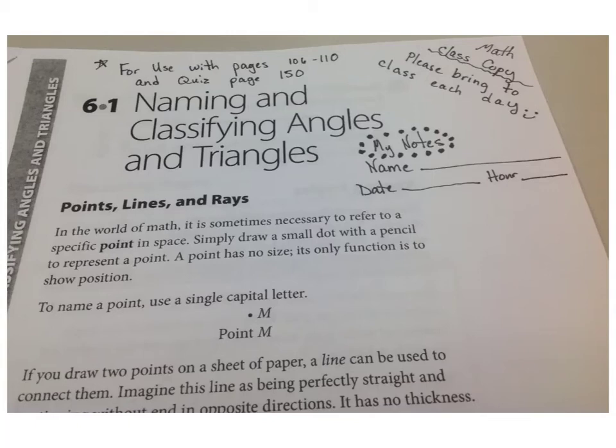Hi class, today is day 2 of our geometry unit. Yesterday you learned how to use a protractor and you worked on finding the area of a triangle. Today we're going to start with our notes, naming and classifying angles and triangles. It's very important that you read these notes and you can write on them to take any kinds of questions or notes that you have.